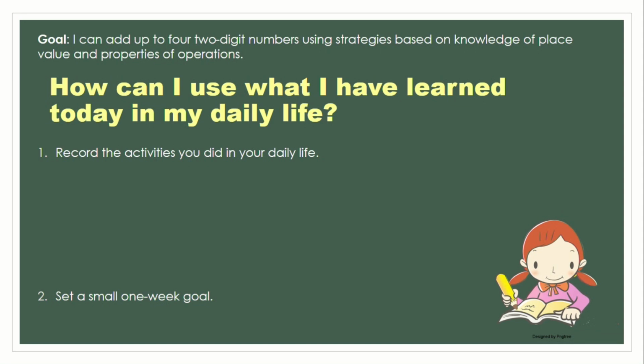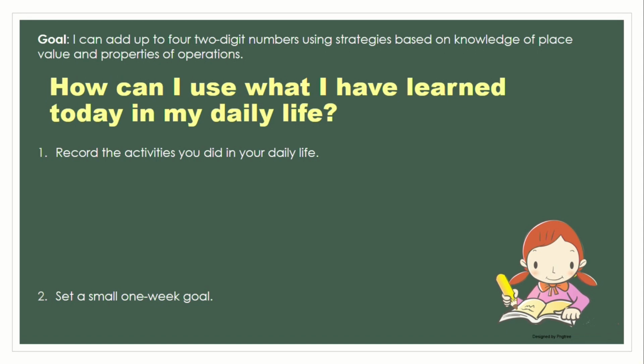First, you can record the activities you are doing in your daily life, like how much you spent in the shopping, how many times you did a push-up or rope skipping last week, how long you are taking to work on your homework every day. You can use bar graphs to help you to record the data. Then you can analyze the data by adding the numbers together using place value strategy.